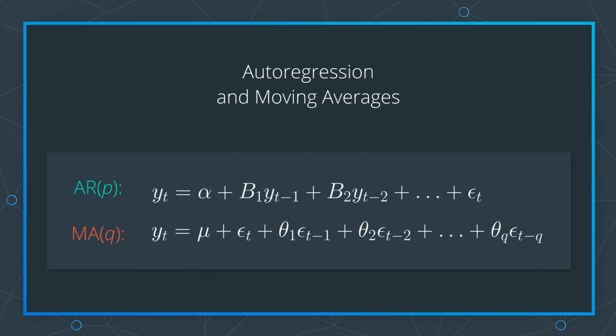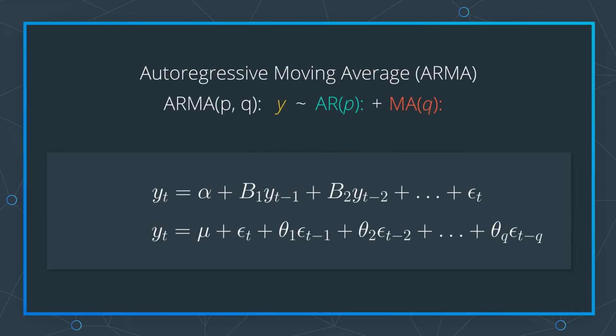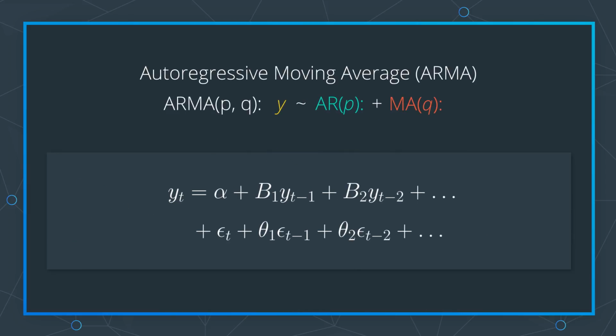Autoregressive and moving average models tend to capture different relationships. The nice thing is, you can get the best of both by adding them together. An autoregressive moving average is defined with a P and a Q. The P is the lag for the autoregression. The Q is the lag for moving average.